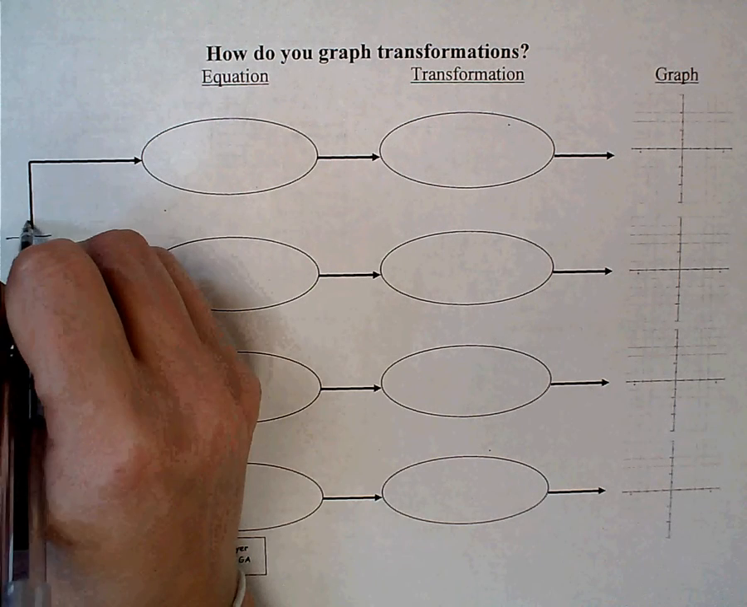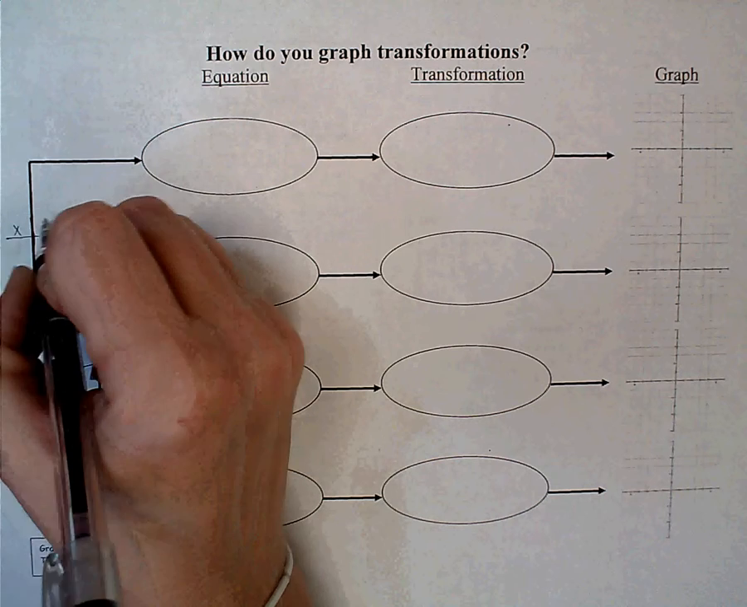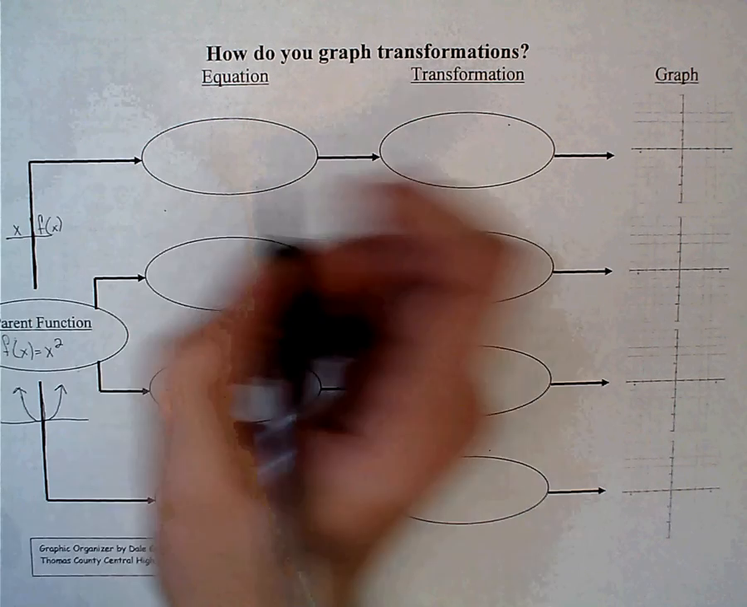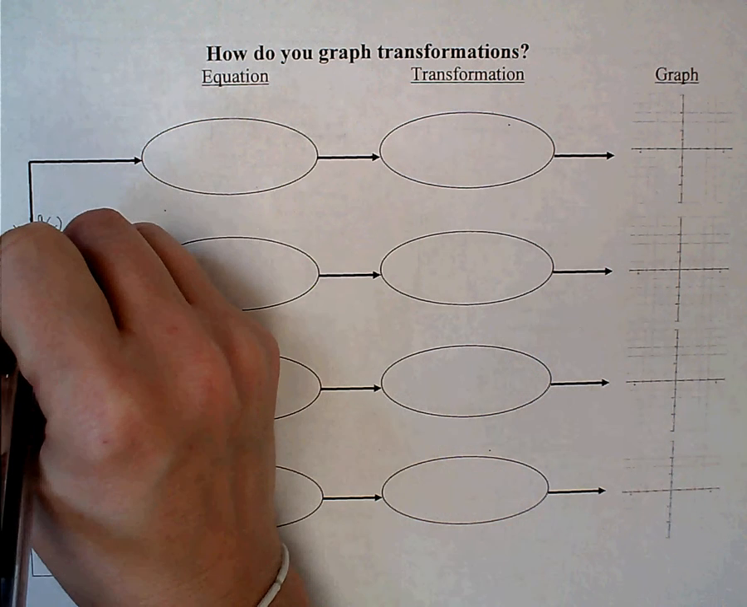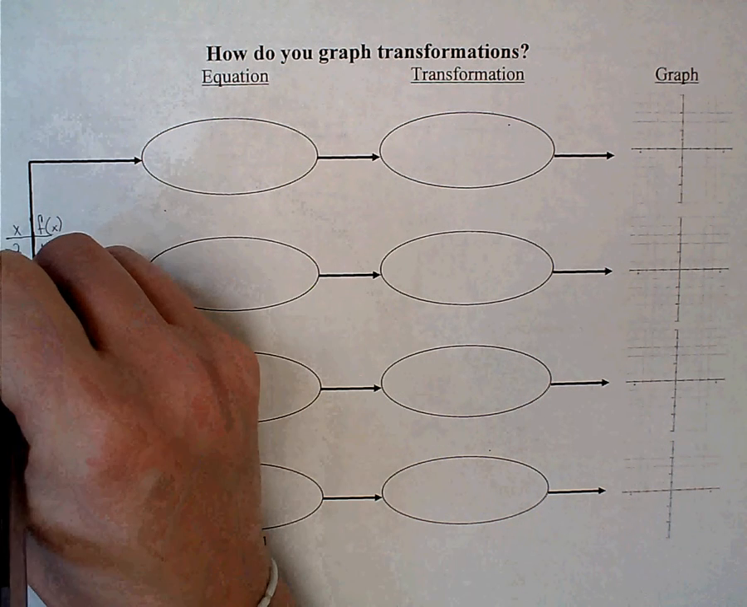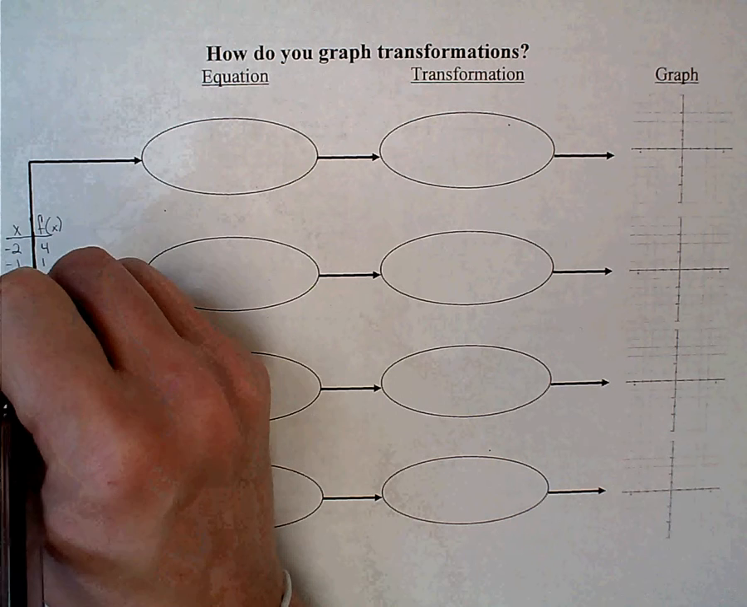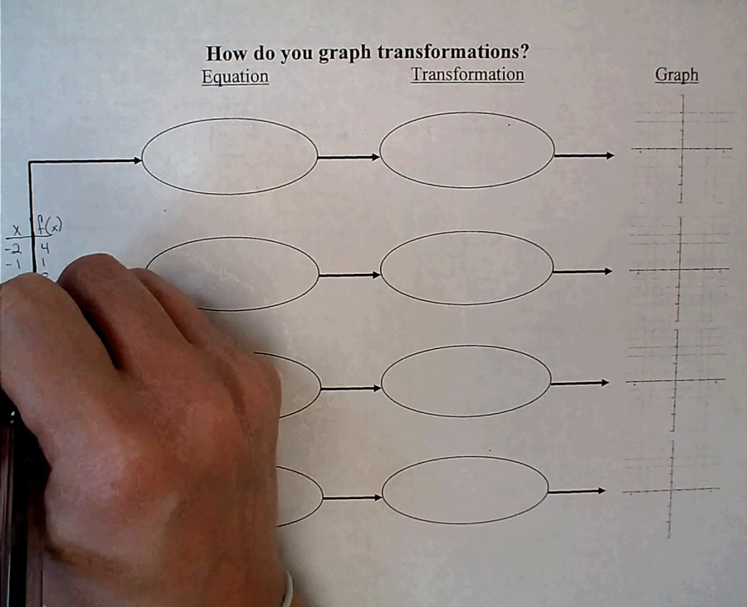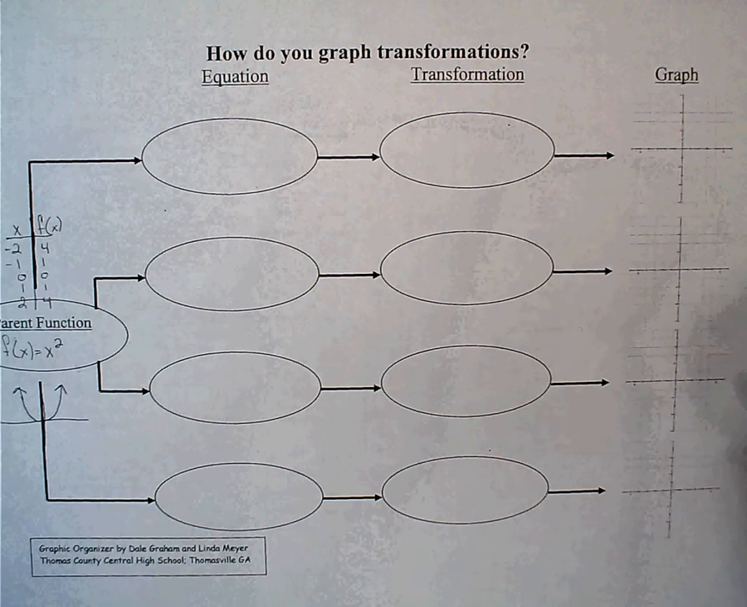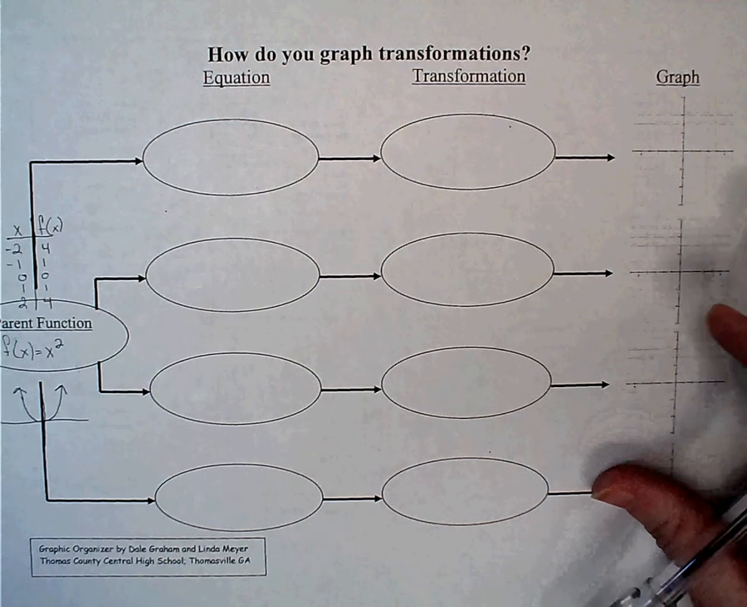And my parent table, filling these in from the piece of paper I just did a minute ago, we're looking at negative 2. When I square it, it's going to give me 4. Negative 1 gives me 1. 0 gives 0, 1 gives 1, and 2 gives 4. So those are going to be the parent dots that I'm always going to use.